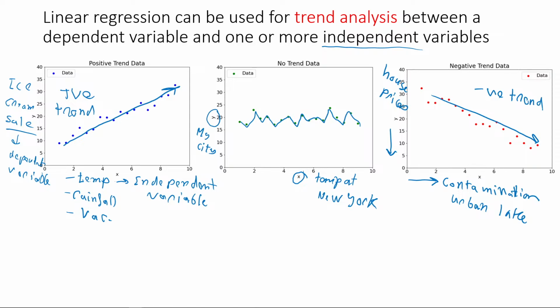So here you could have a positive trend, you can have no trend, just some random error or fluctuation, and then you can have a negative trend. Okay.